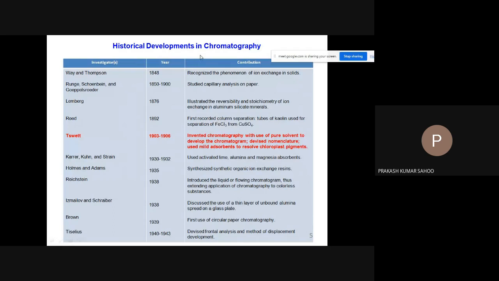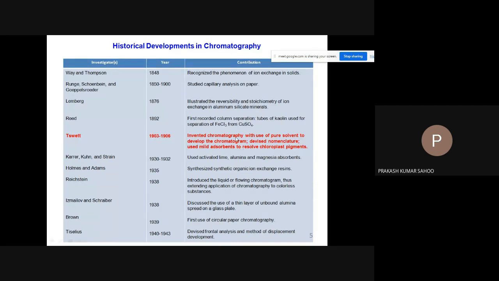Then, historical development in chromatography. The first one, Way and Thomson in 1848, recognized the phenomenon of ion exchange in solids. Runge and others, 1850 to 1900, studied capillary analysis on paper. Lemberg in 1876 illustrated the reversibility and stoichiometry of ion exchange in aluminum silicate minerals, followed by Tswett. In 1903 to 1906, he invented chromatography with the use of pure solvent to develop the chromatogram. The chromatogram is the record in which the chromatography phenomenon is seen. He devised the nomenclature and used a mild adsorbent to resolve chloroplast pigments.